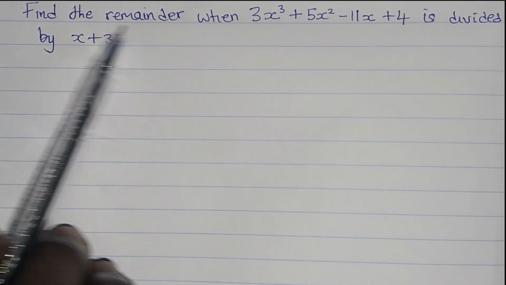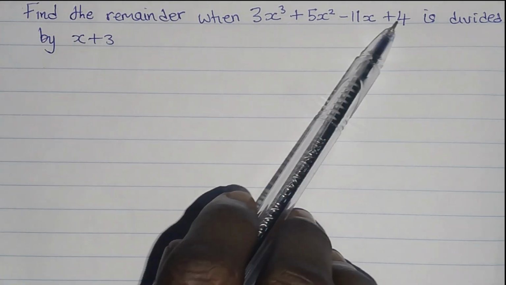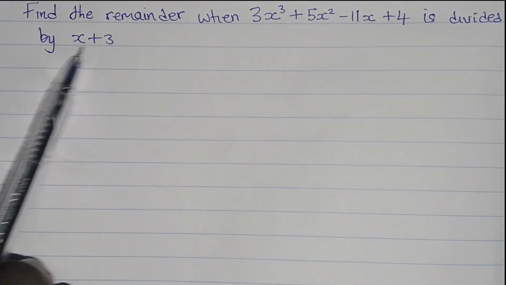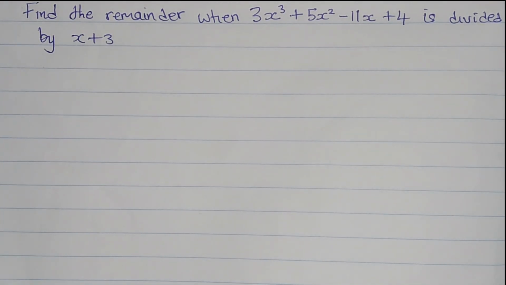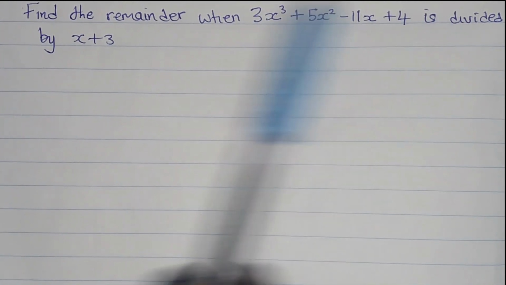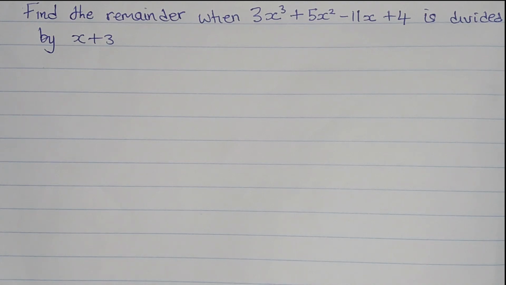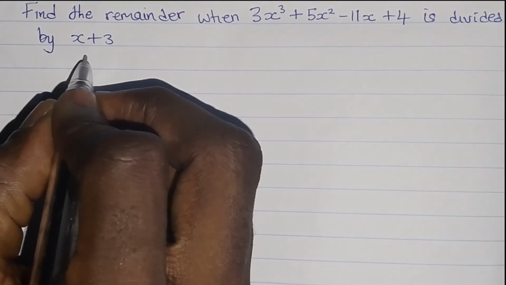Today, look at the question before us. We are asked to find the remainder when this polynomial is divided by this. Alright, this looks a little bit cumbersome, but to be very honest with you, it's pretty much simple. All we have to do is to divide this by this and see what the remainder would be. Let's dive in and see how that works.